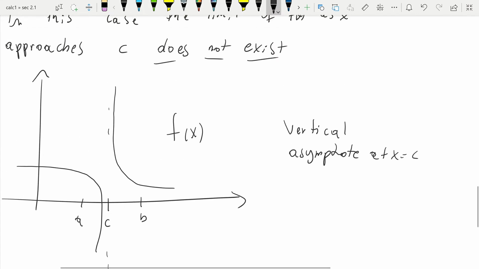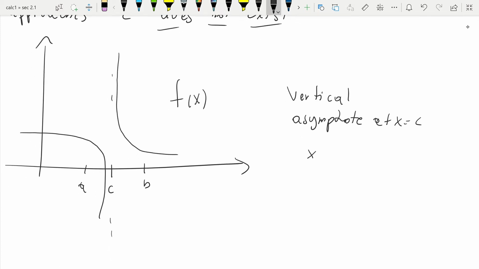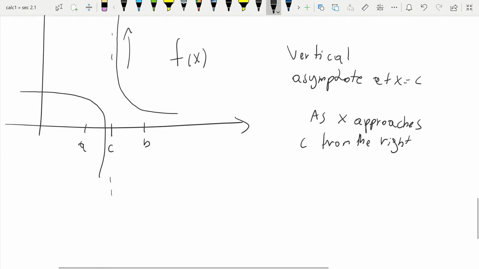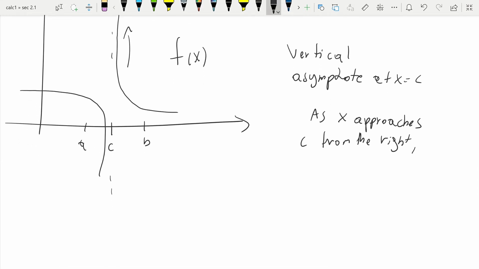So in fact, if we were to say that f behaves in some way as f approaches c, we would have to say that as x approaches c from the right, we see that f gets larger and takes on larger and larger values. In fact, it is unbounded, so it's natural to say that f of x goes to plus infinity.